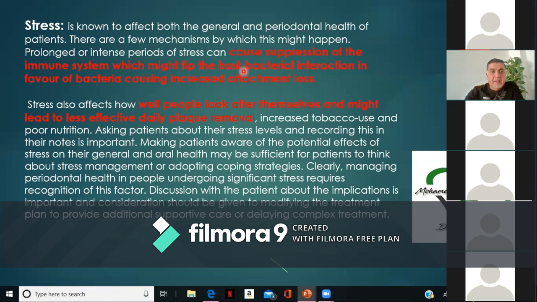And besides that, the general condition: if you are under stress, you tend to be lazy. Brushing, cleaning your teeth, flossing will be the last thing you think about. Especially if the stress is financial or social.